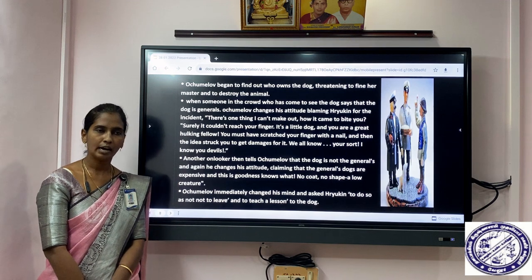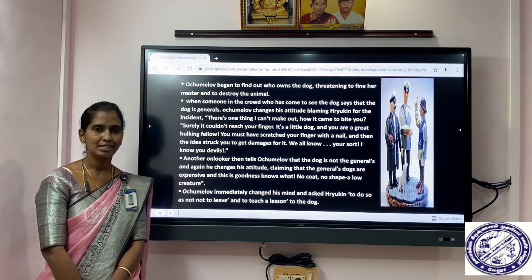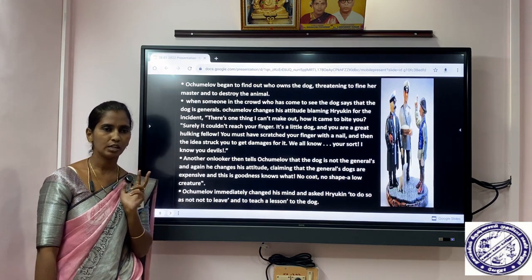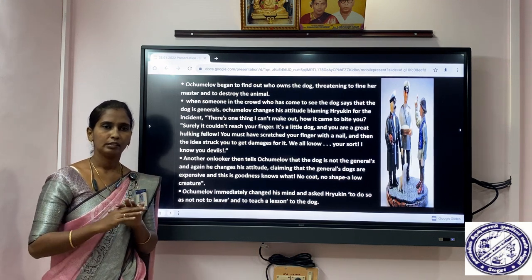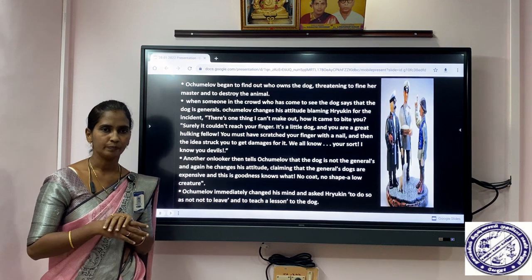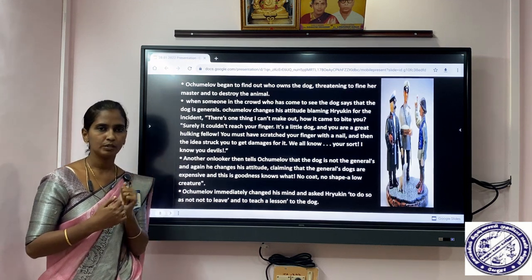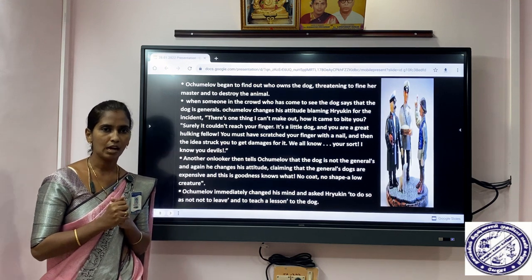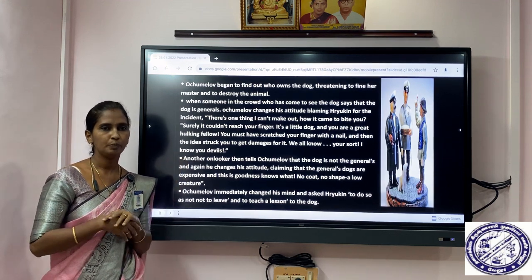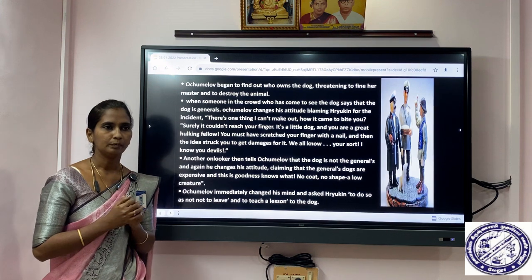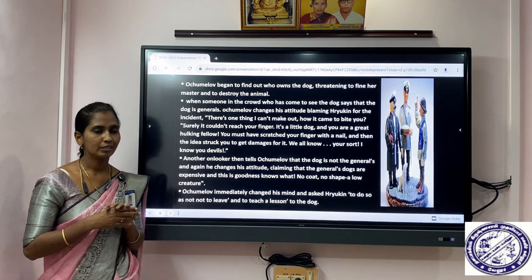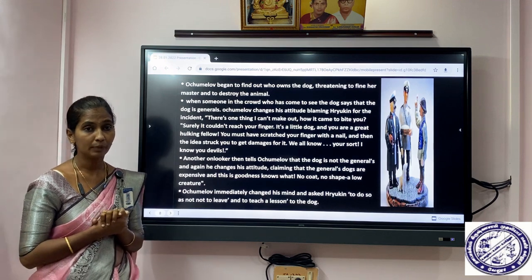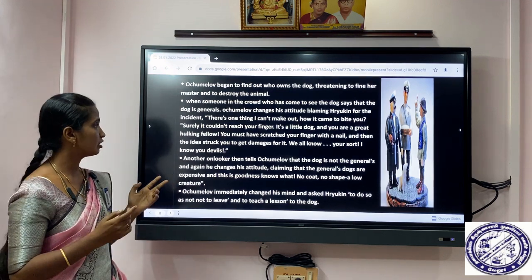A general is a higher official in the armed forces in Russia. As I told you, this writer is from Russia, and the story is set in Russia, so we have Russian names, and in Russia, a general is a higher official in the armed forces. So when this police superintendent hears that the dog belongs to a general, he immediately changes his attitude. At first he wanted to kill the animal. Later, look how he changes his attitude.